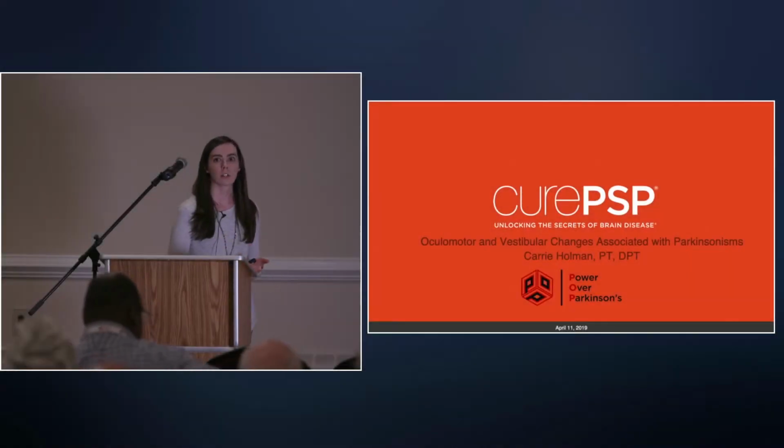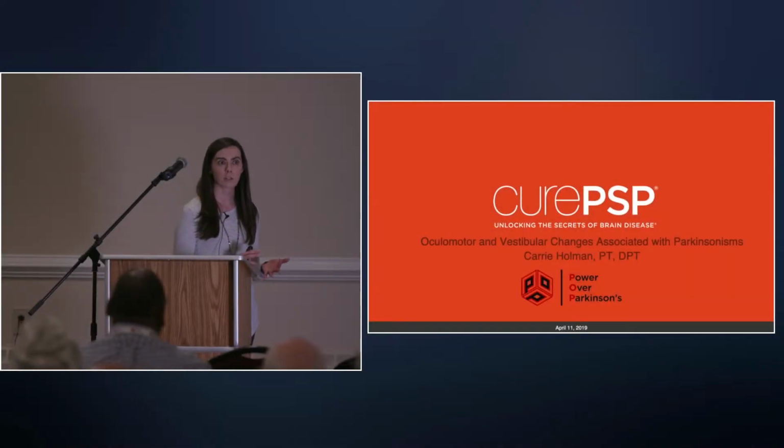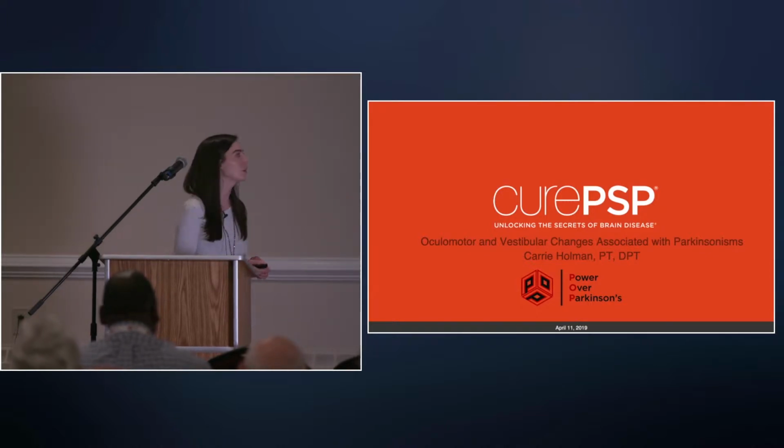So now we're going to start to talk about some of the visual changes and some of the changes that can happen with the inner ear with each one of those Parkinsonian disorders. I will try to make this as interesting as possible. Some of this material is a little bit dry, so just stick with me as best you can.